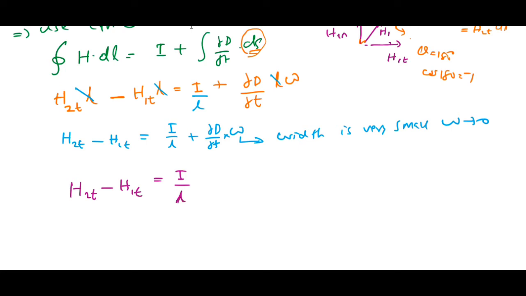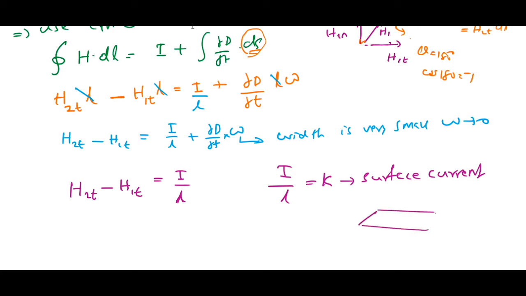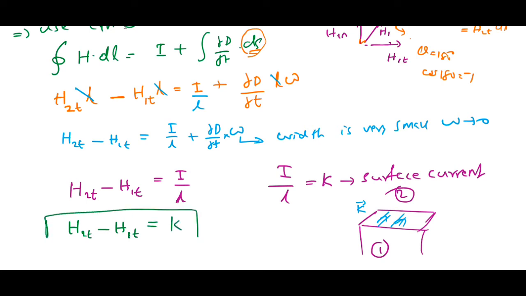This I by L means current flowing per unit length, that is I by L is equal to surface current. This is a surface current, or we will say this is a sheet current. If this is our boundary and this is medium 1 and this is medium 2, and if any current is flowing through the surface, that is a surface current. I can write this expression H2T minus H1T is equal to K. That is, the tangential component of the magnetic field is not continuous.